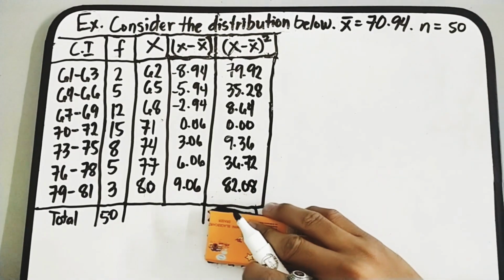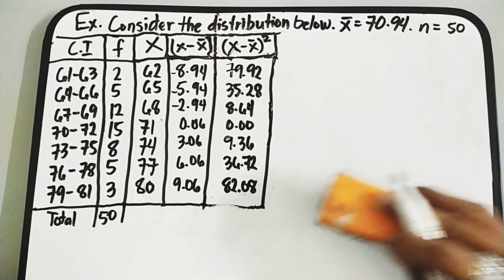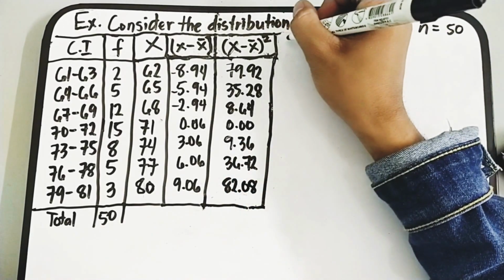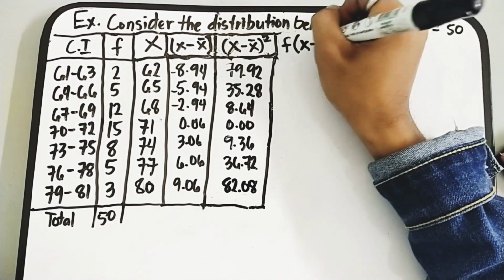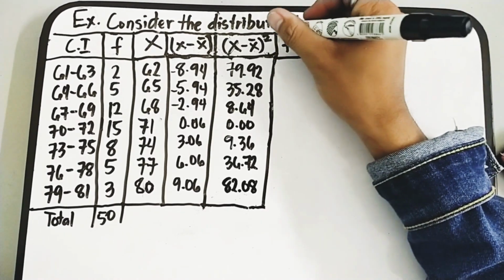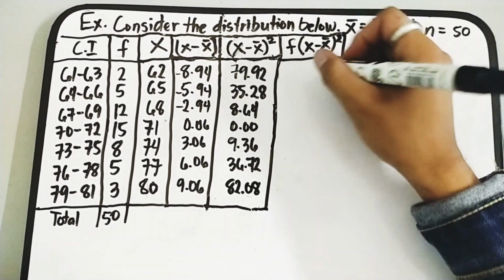Kailangan pa natin yung isa pa, which is the summation. Okay, ayan. So, next na kailangan natin ay yung frequency times ating x minus mean squared. Okay, ito yung kailangan nating huli sa pag-compute ng ating variance at standard deviation.